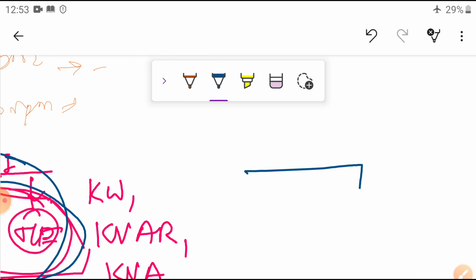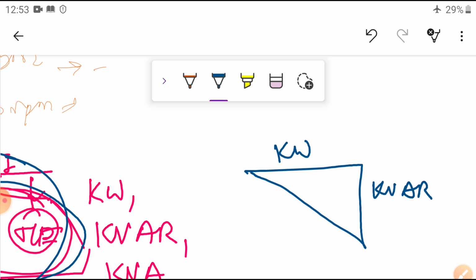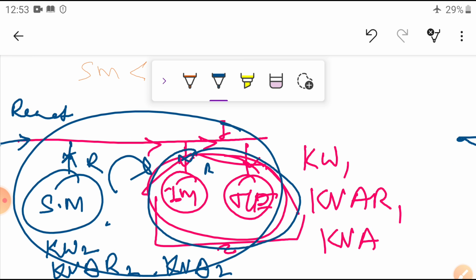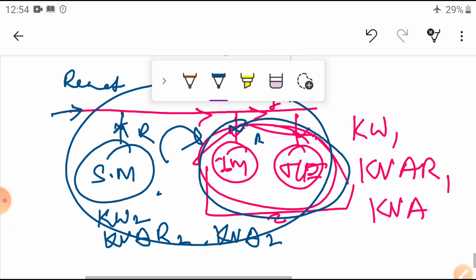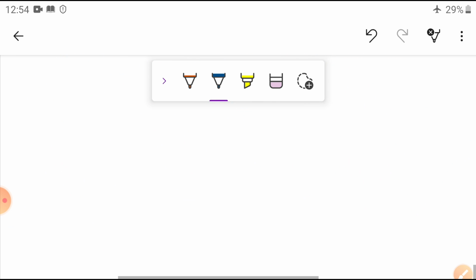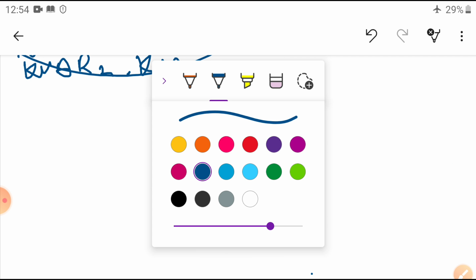This is the power triangle: the kilowatt, the kVAR reactive power, the kVA apparent power, and this is the angle. We are going to do this for each value. Now after drawing this, we are going to draw a simple vector diagram.